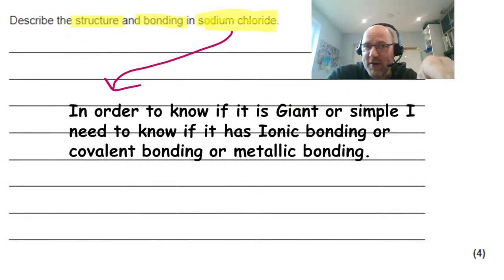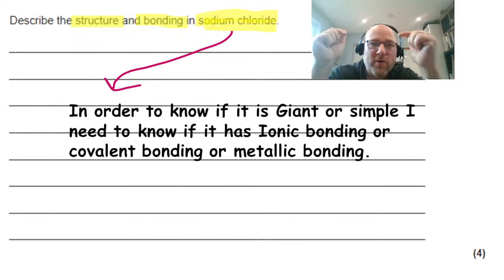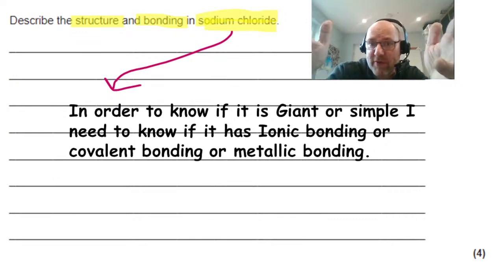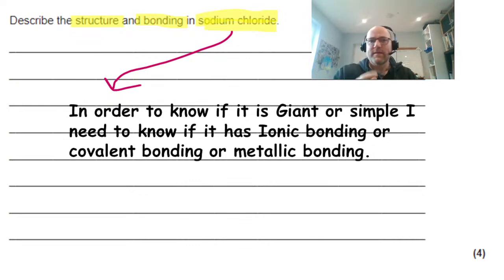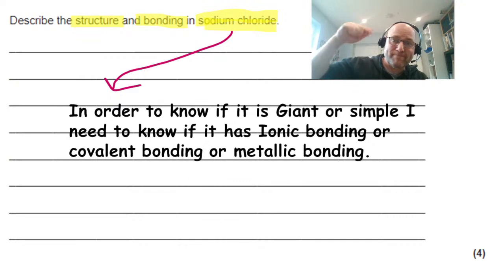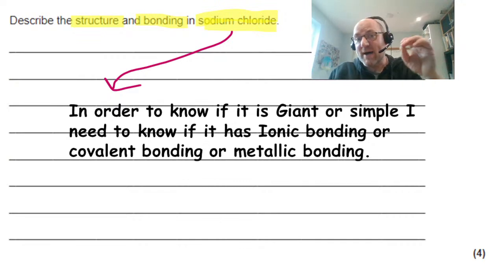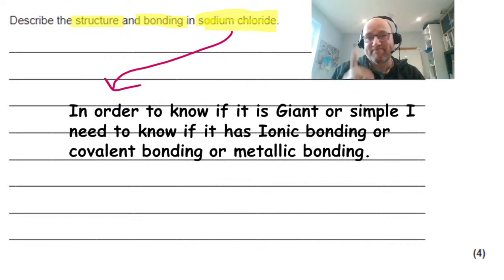Right, got another one. Describe, 4 marks. Describe the structure and bonding in sodium chloride. This one's a bit tougher. It hasn't told me if it's got a high melting point. If they say high melting point, I know it's giant. But if they say low melting point, I know it's simple. But they haven't told me anything about the melting or boiling point or whether it's gas or solid.